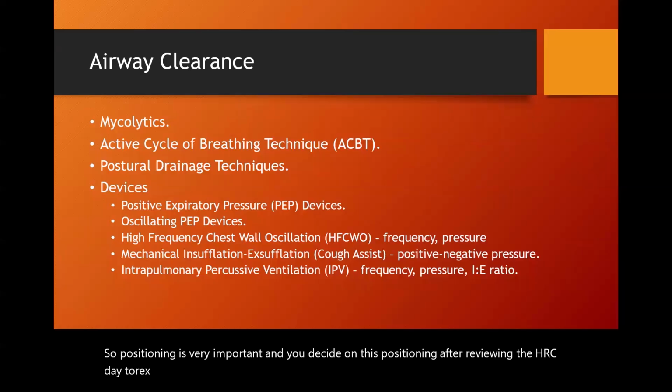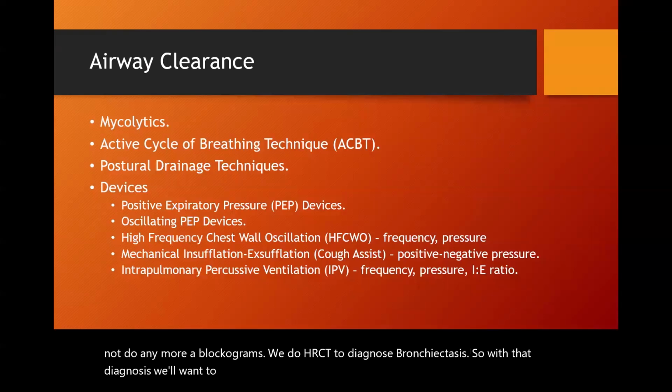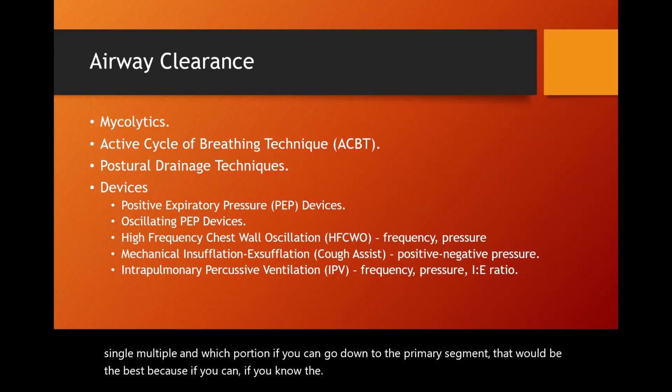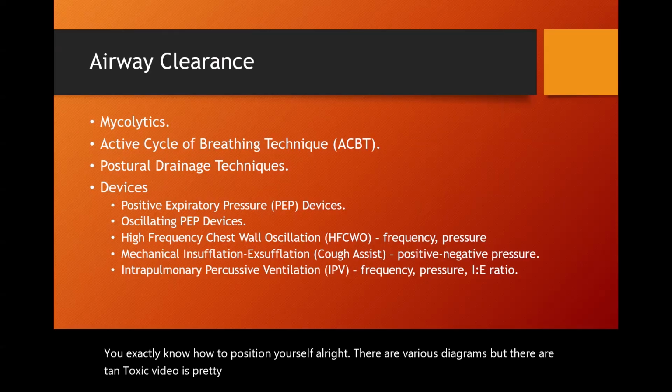The HRCT thorax is very important for this diagnosis because right now we no longer do bronchograms. We do HRCT to diagnose bronchiectasis. With that diagnosis, we want to know which part of the lung is affected, whether it is single or multiple, and which portion. If you can go down to the pulmonary segment, that would be the best, because if you know the pulmonary segment, you know exactly how to position yourself. There are various diagrams, but the Tan Tock Seng video is pretty good. You can actually follow that video.